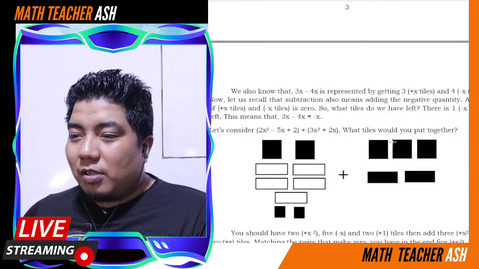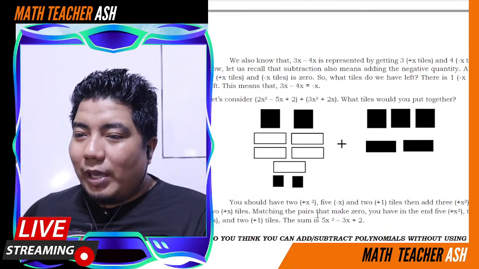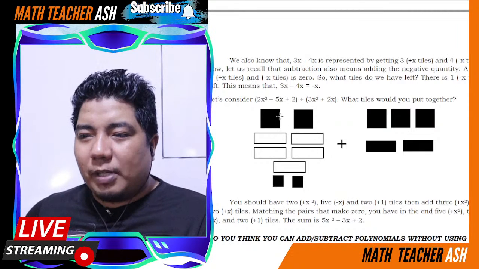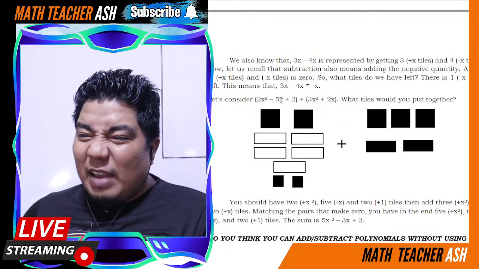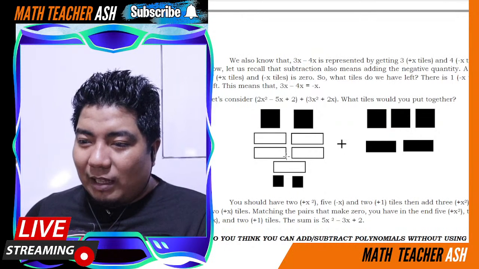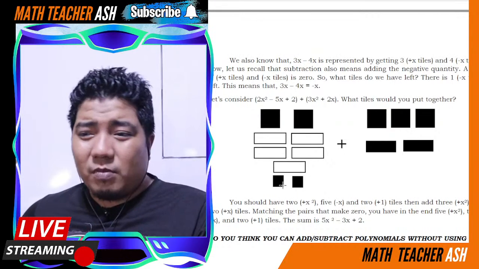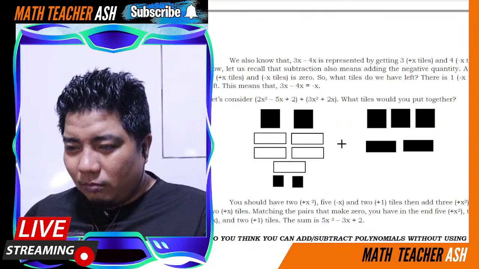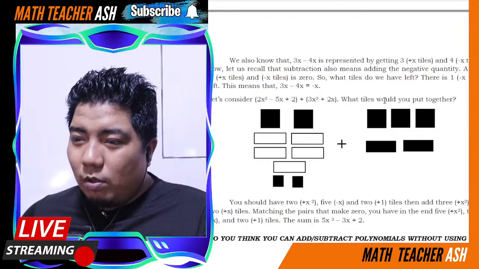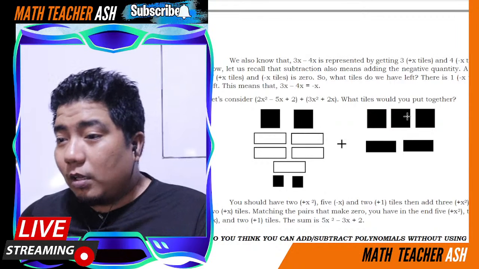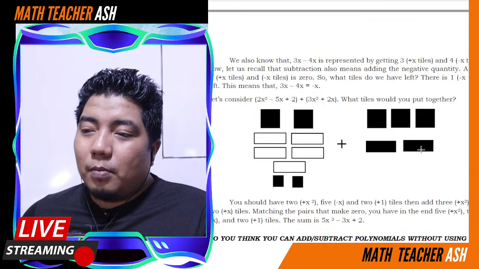Okay, so let's continue. So, what if ganito ang pagkakaano nila? So, we have here 2x squared minus 5x plus 2. Ito yan, dalawang malaking square. 5x, negative 5x. So, negative 5. So, limang white. Then, positive 2. Dalawang itim na maliit na square. And then, i-add mo daw sa tatlong malalaking square at saka sa dalawang malalaking rectangle.